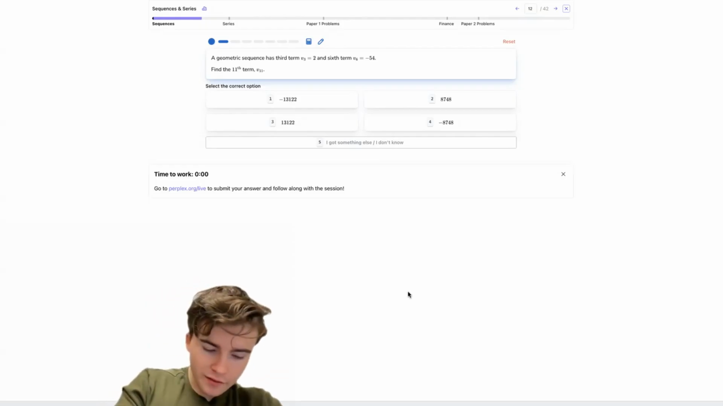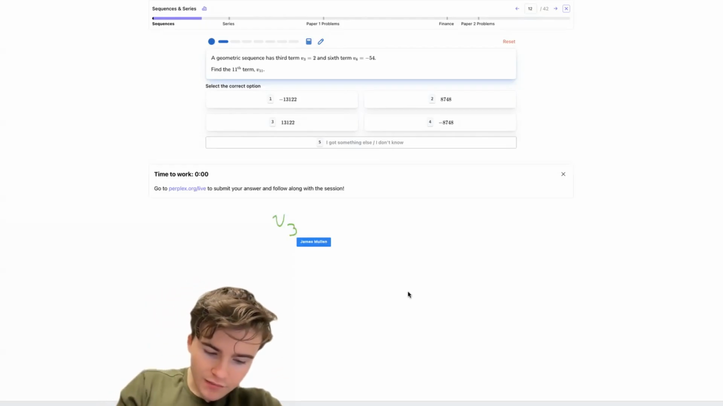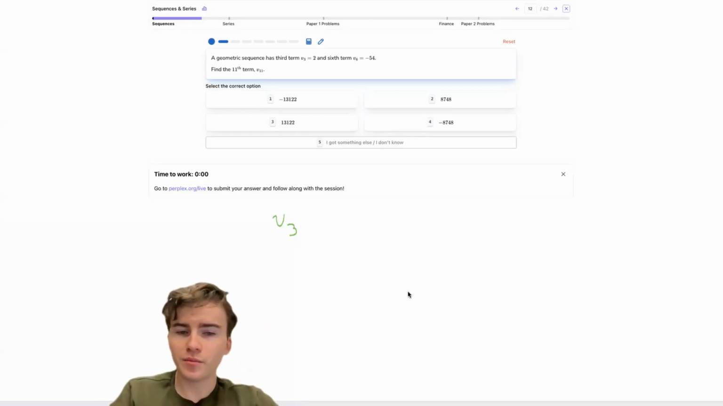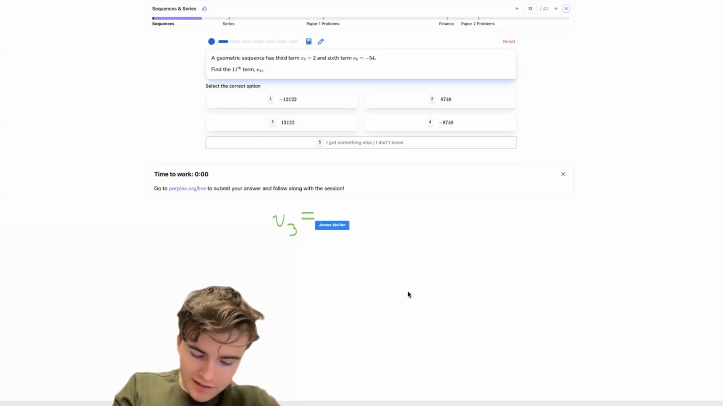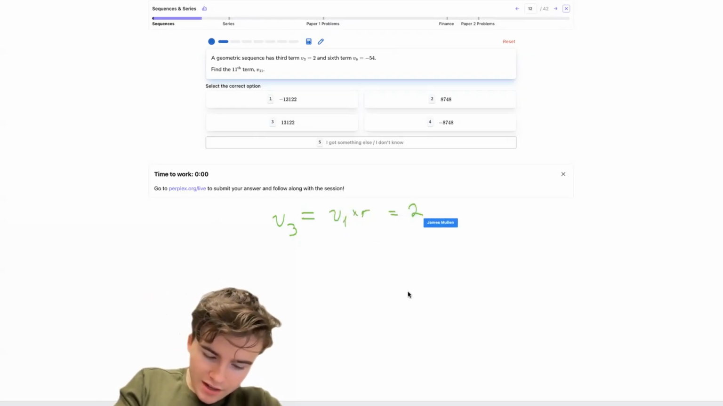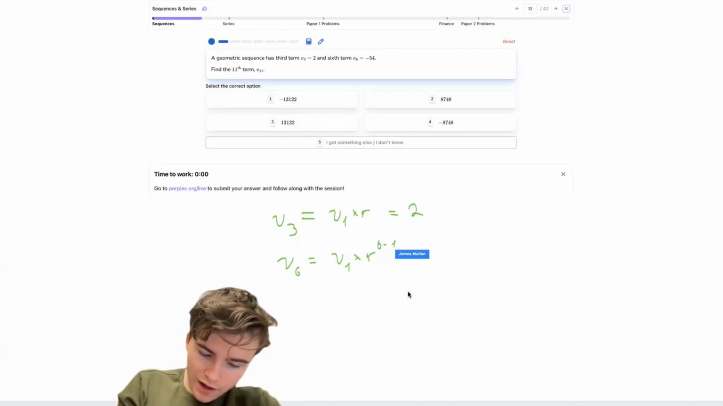Okay, so I have a third term, v3, and I'm using v here, which is sometimes common for geometric sequences, to use v instead of u, but it makes no difference. It can be v, a, whatever letter you want, really. That's equal to 2, but it's also equal to v1 times r. And v6 is equal to v1 times r to the 6 minus 1, which is r to the 5, and that's minus 54.